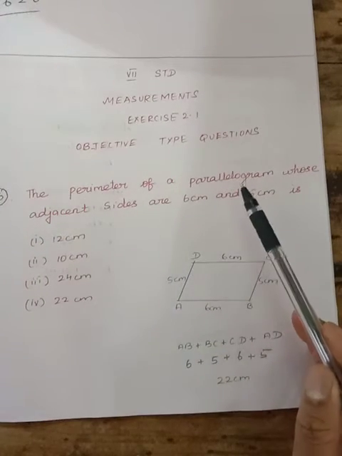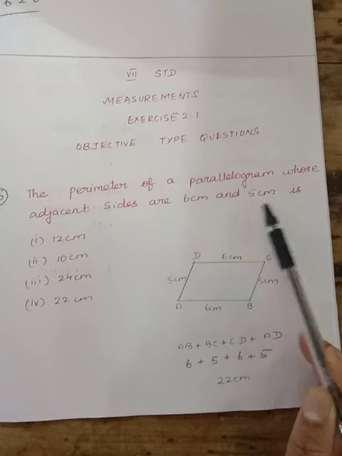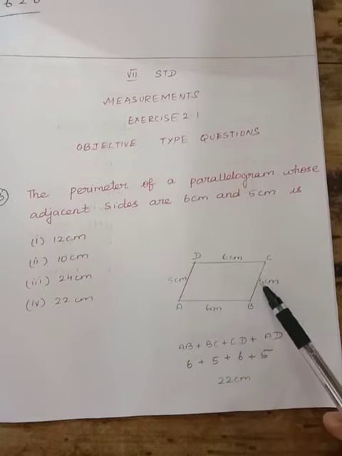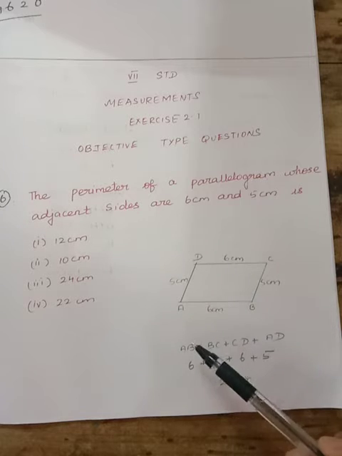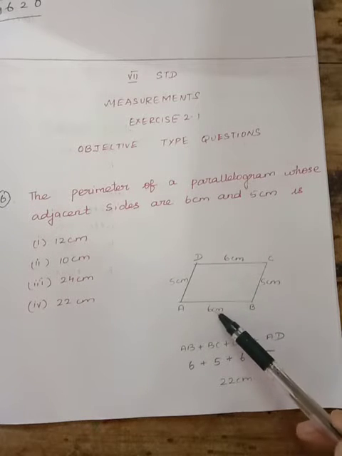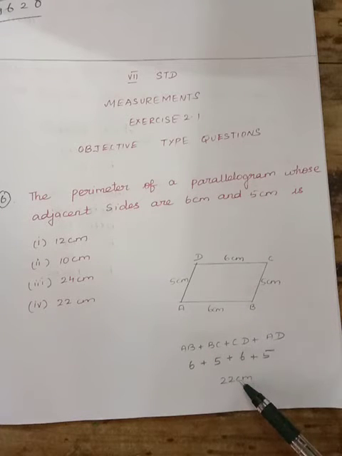The perimeter of a parallelogram whose adjacent sides are 6 centimeter and 5 centimeter is. So it is a parallelogram, the adjacent sides are 6 centimeter, 5 centimeter. To find the perimeter we'll add all the sides, that is AB plus BC plus CD plus AD, that is 6 plus 5 plus 6 plus 5 gives you 22 centimeter.